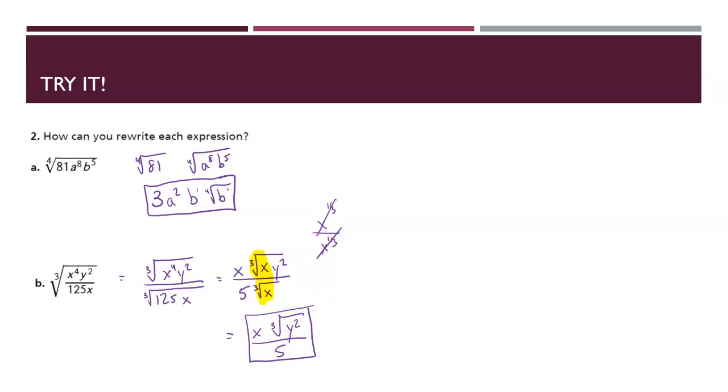So if you ever have the same thing in the numerator and the denominator underneath the same identical roots, look to see if that can be reduced or canceled out to simplify that further.